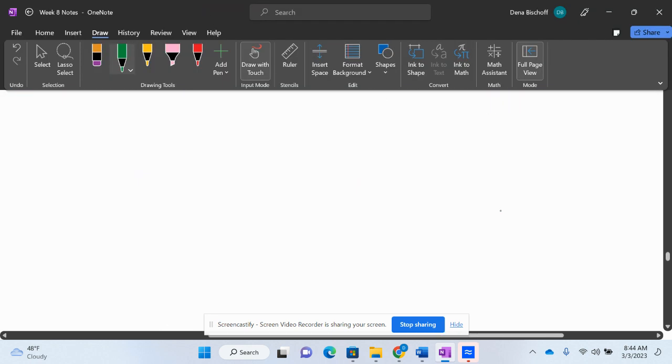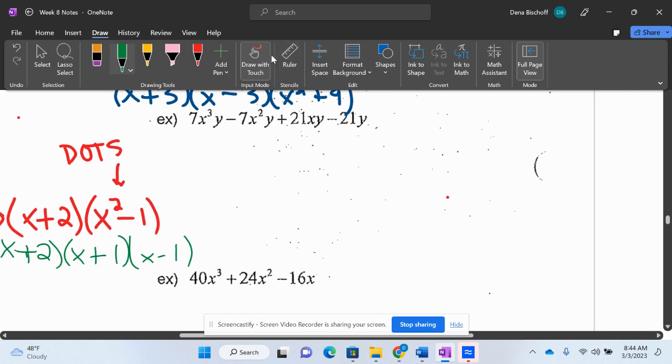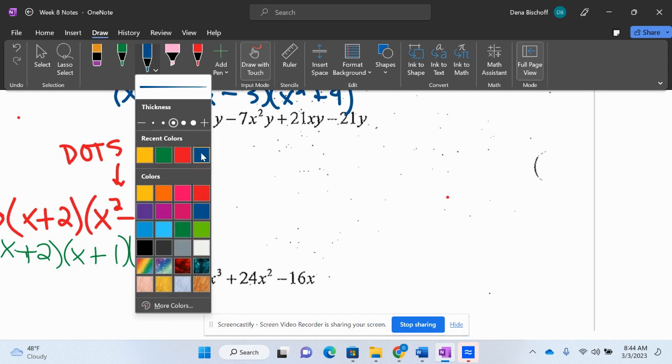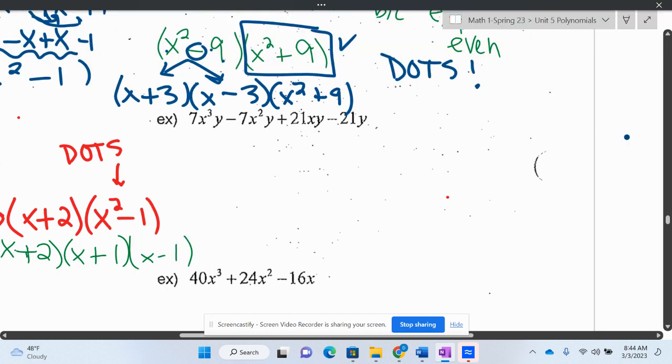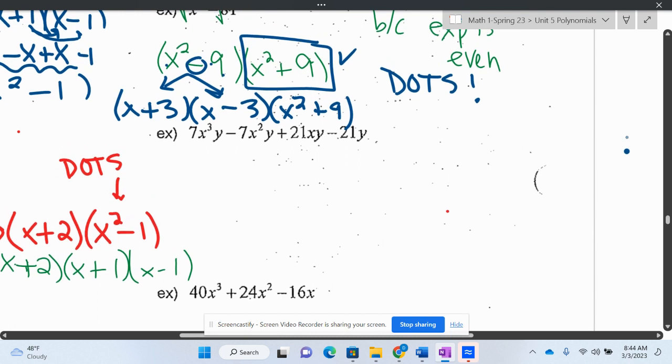I love the company. So what are we going to do with this next example? What can we take out? What do you see that we can pull out? Is there a greatest common factor here? Yeah, see.